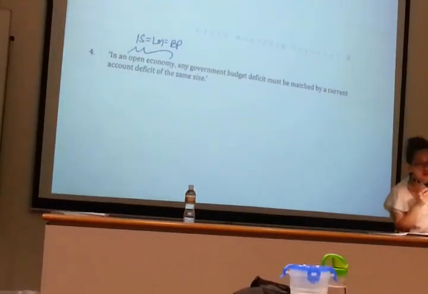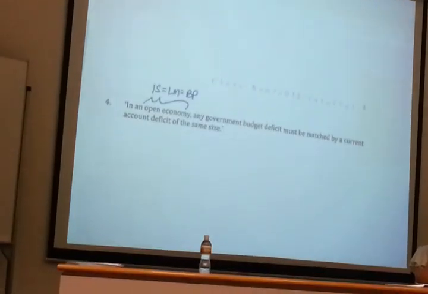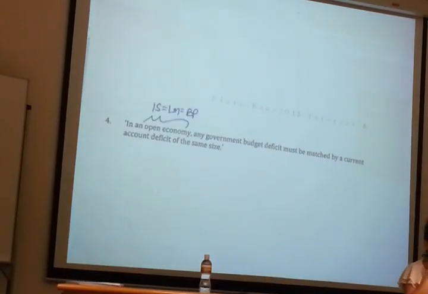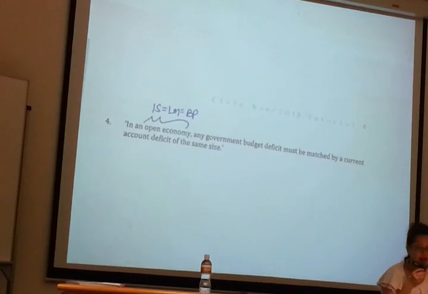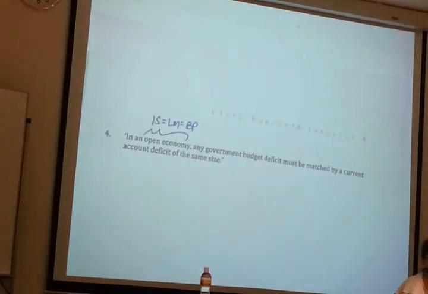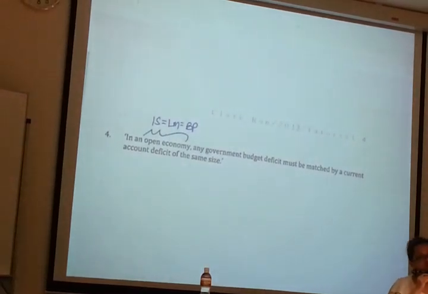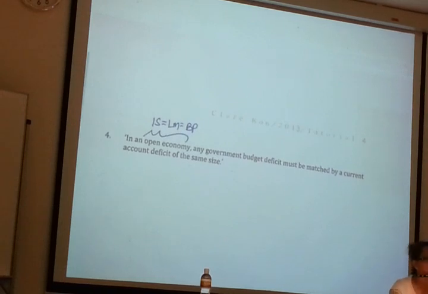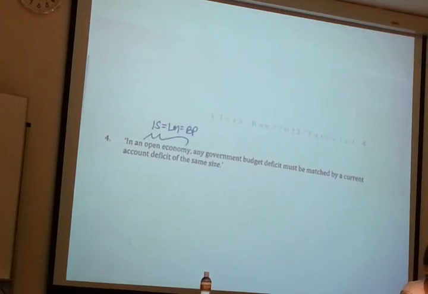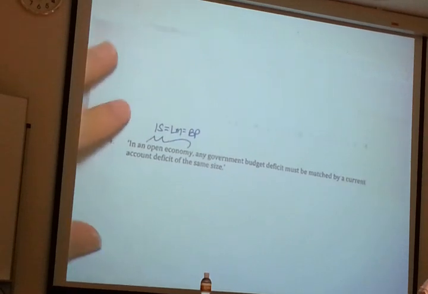They won't even tell you Mundell-Fleming. They just say open economy. Any government budget deficit must be matched by a current account deficit of the same size. They must be exactly the same. So when students saw this question, they thought, hey, this doesn't look difficult. Just prove there is an equation: government's deficit equals current account deficit. Okay, so let's run through the steps.